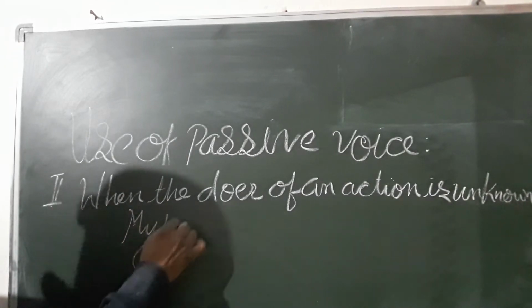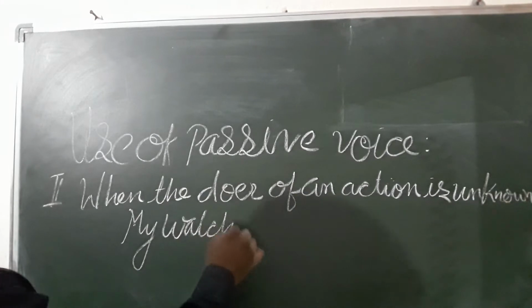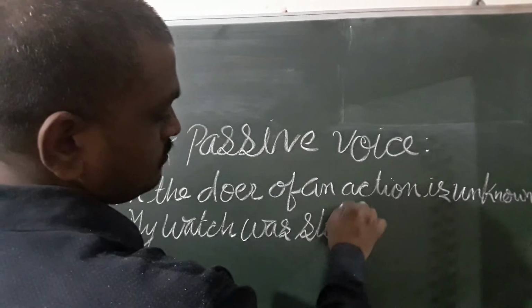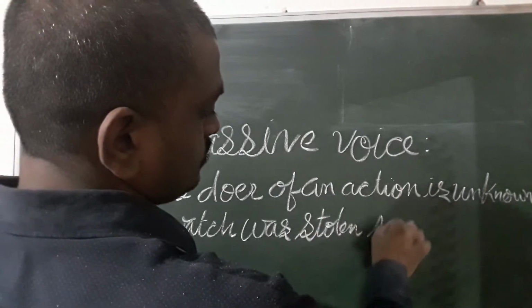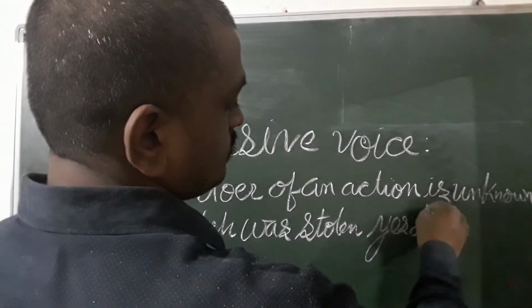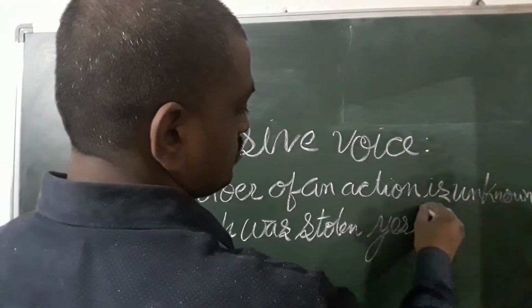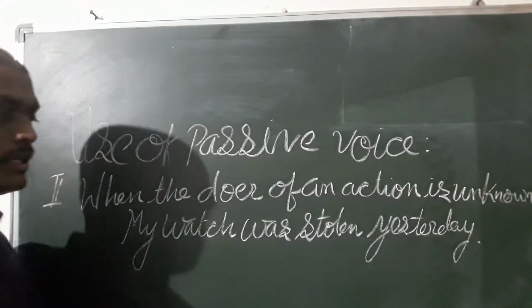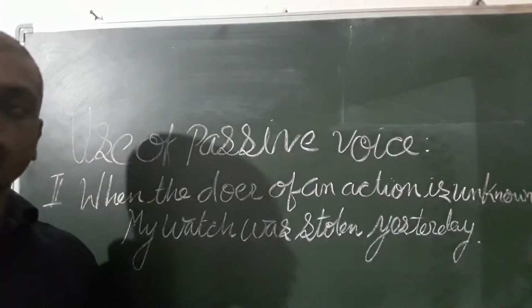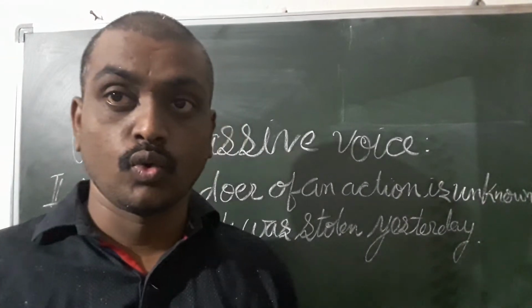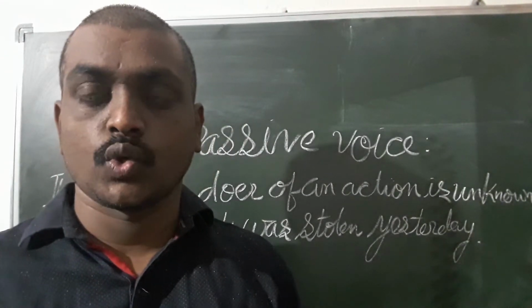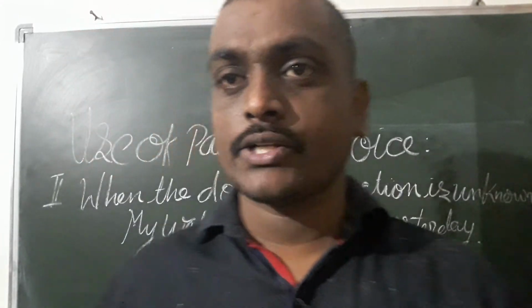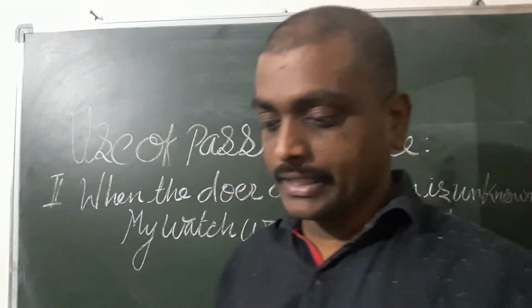My watch was stolen yesterday. So in this sentence we don't know who stole the watch. So when the doer of an action is unknown, that time we have to use the passive voice. Have you understood? So it is the second usage of passive voice in English.